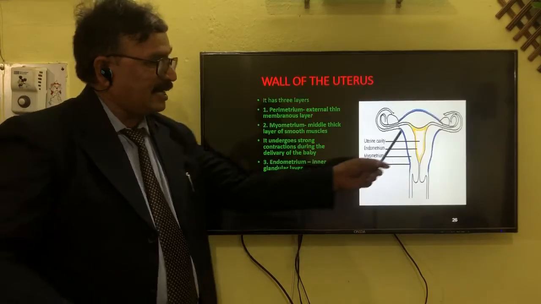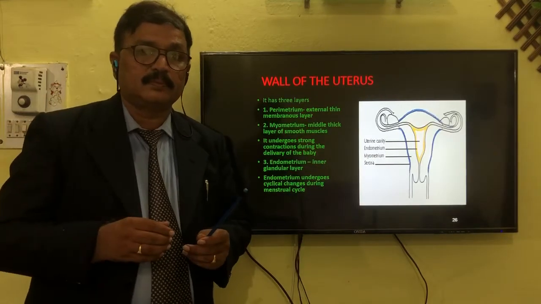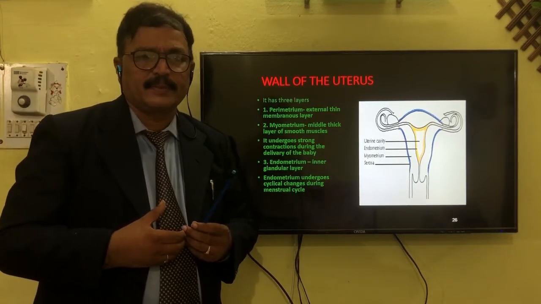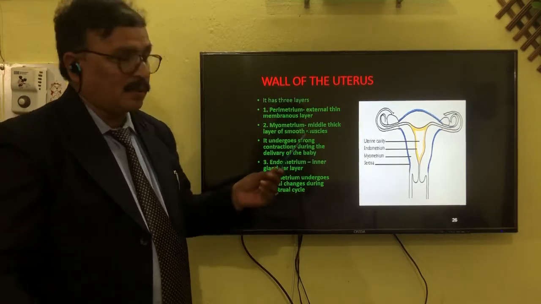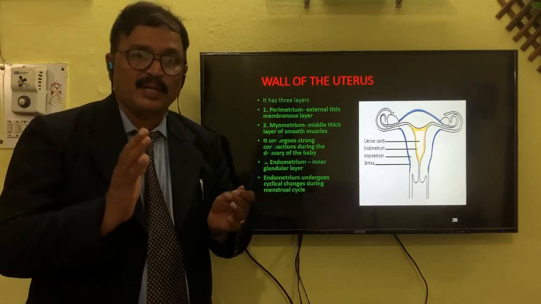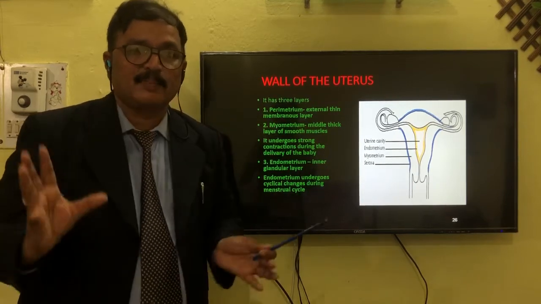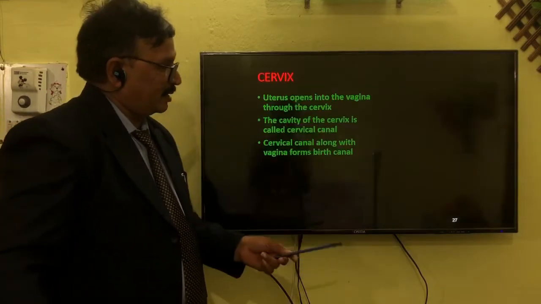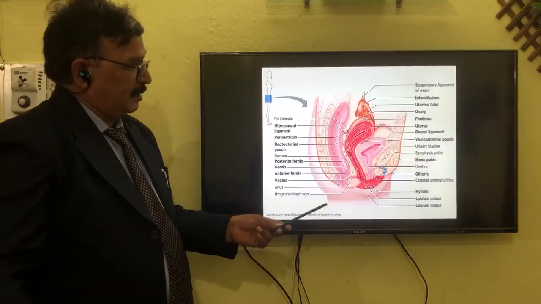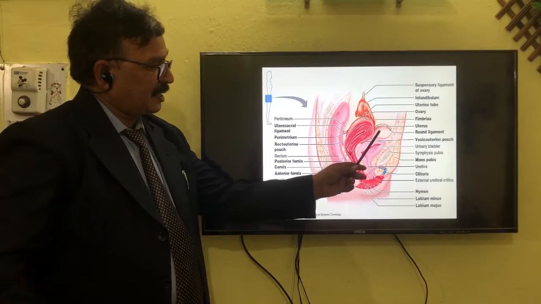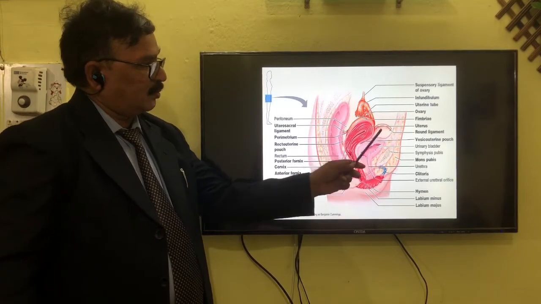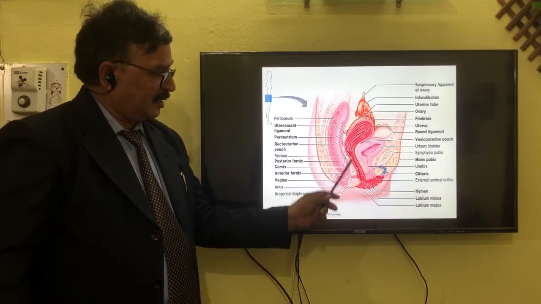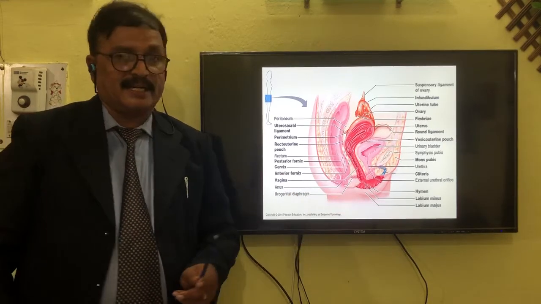The other name for uterus is womb, W-O-M-B, womb. It's highly muscular. So what is the role of the uterus? It is the place where the embryonic development takes place. Now coming to the other parts. So now we have completed ovaries, fallopian tube, uterus. Next one is vagina and external genitalia.